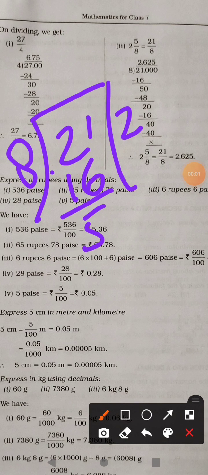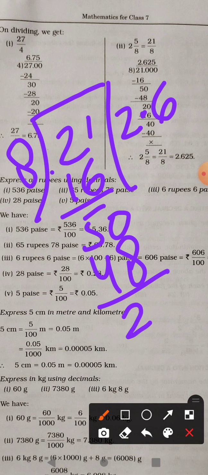So 5 is left in the remainder. Now we have nothing to take from here. So what can we do? We can put one decimal point in the quotient. So we can take 10 here. Now it is 50. So 8, how many times? 8 6 times is 48. 8 7 times 56 will be greater. So we are taking 8 6 times is 48.